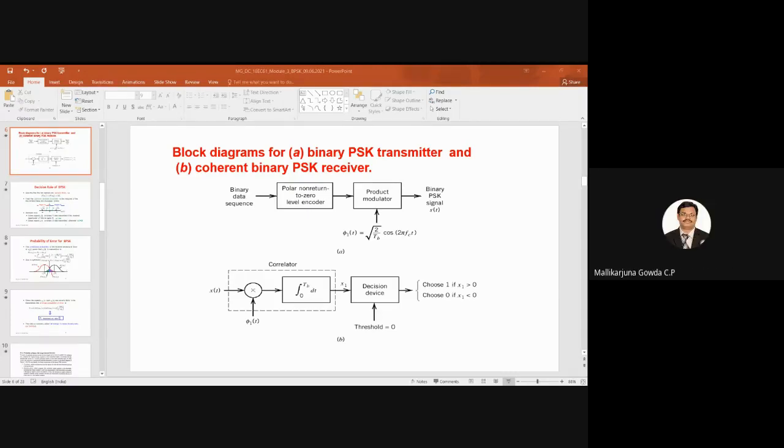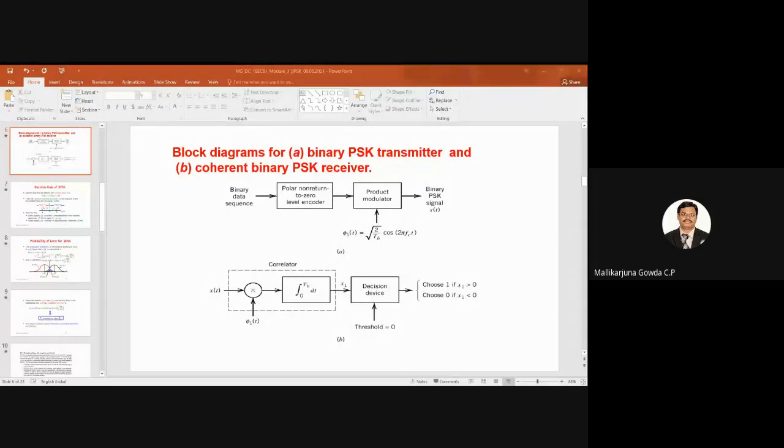So this was the block diagram of the BPSK transmitter and the coherent binary phase shift keying receiver. As far as the transmitter is concerned, we have a binary data sequence that is first passed through the polar NRZ encoder. Once I say polar NRZ encoder, I represent binary symbol 0 by a negative pulse and binary 1 by a positive pulse.